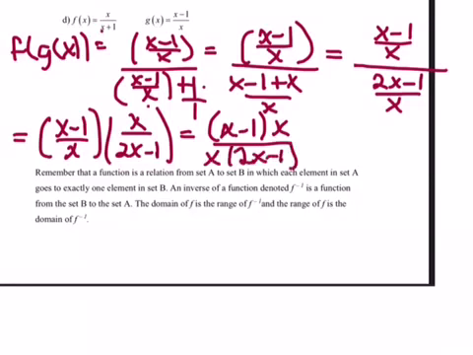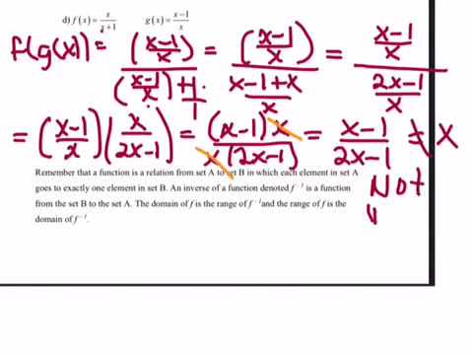So our two x's, top and bottom, cancel. So that goes away and that goes away. And that leaves me with x minus 1 in the top and 2x minus 1 in the bottom, which is not equal to x, so they are not inverses.